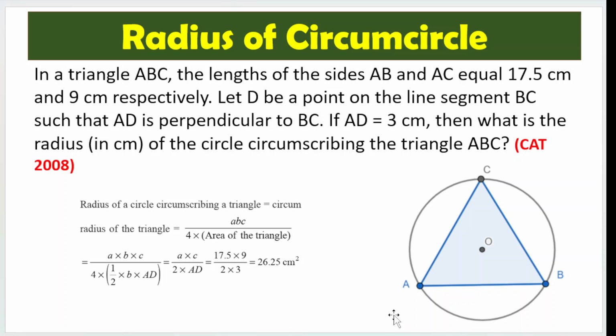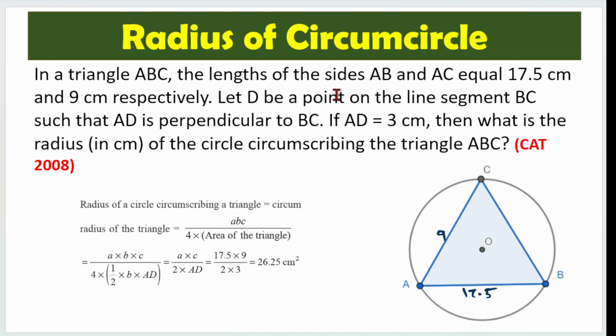Hi friends, in this problem we are given a triangle ABC. Length of the sides AB and AC are 17.5 and 9 centimeters. Right, AB is 17.5 and AC is 9 centimeters.